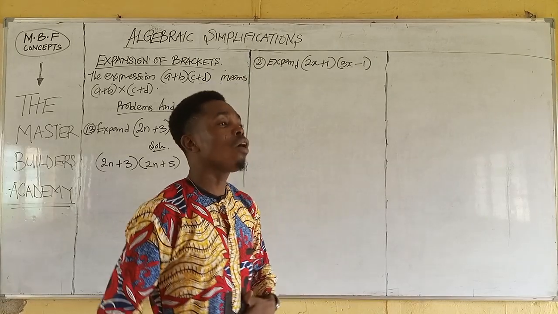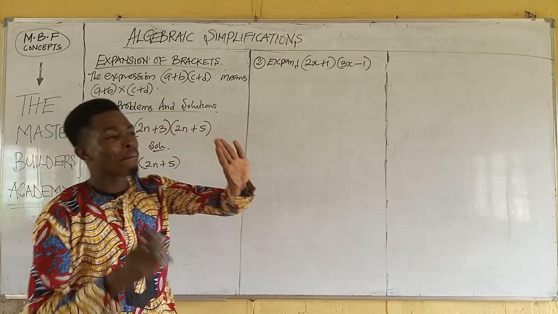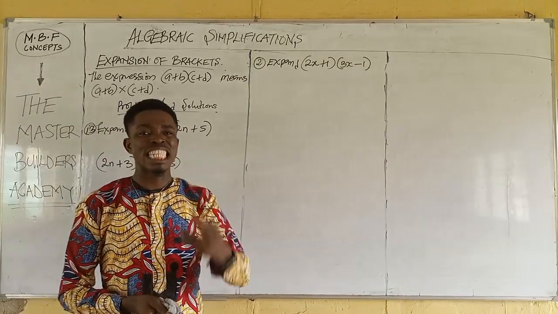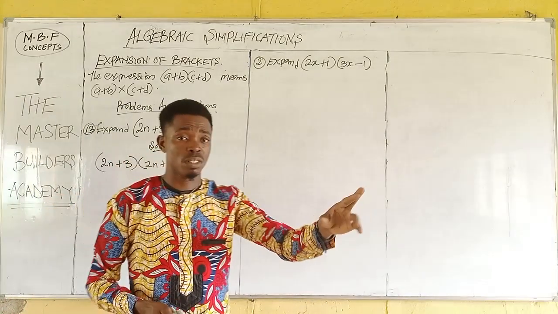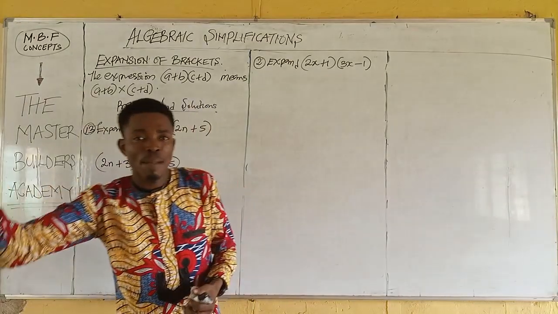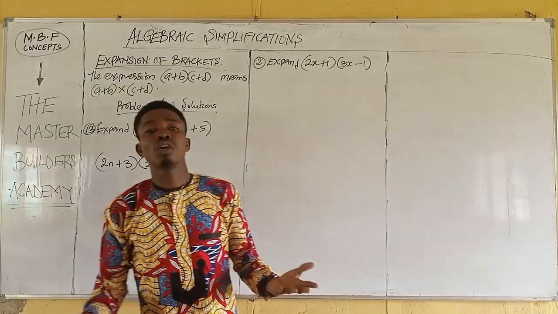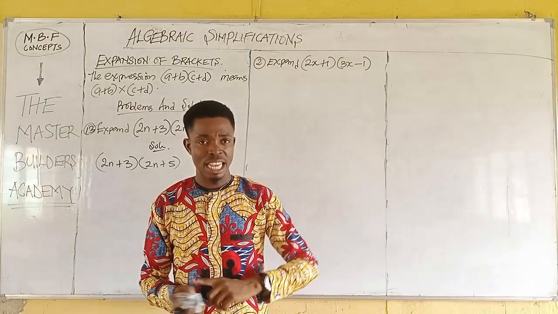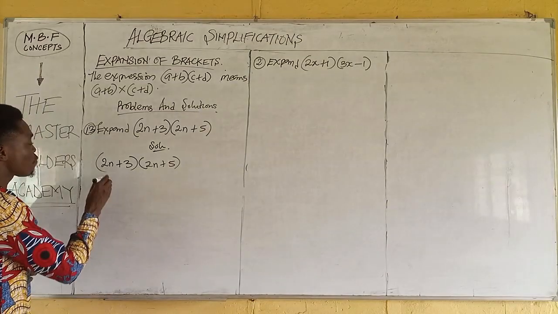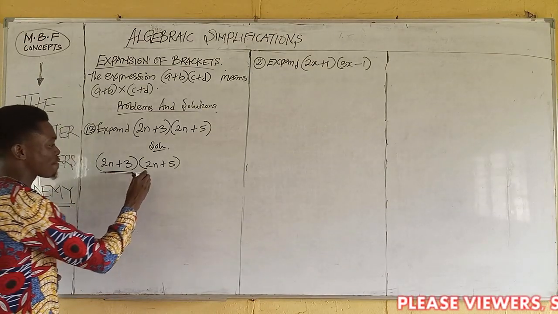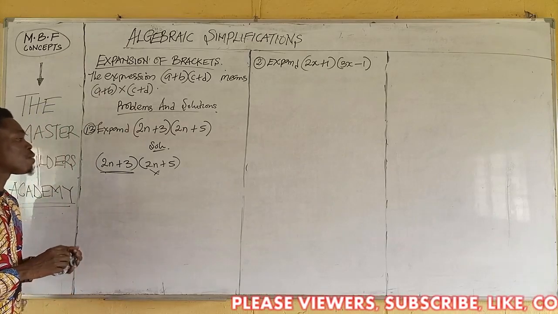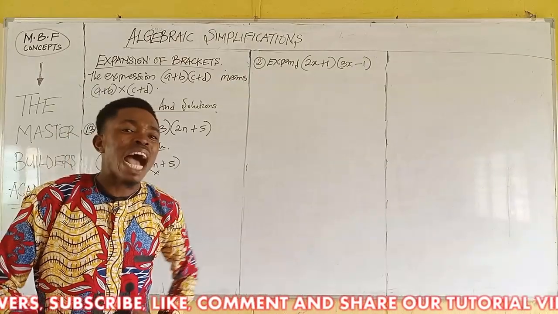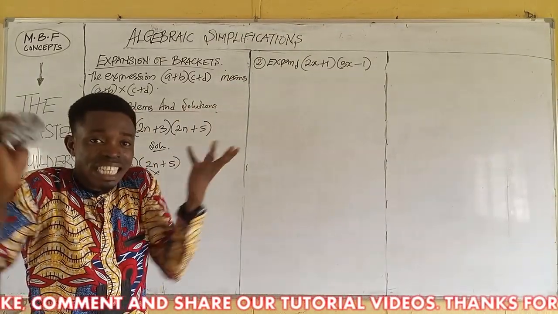Next is, how is this done? There are two major methods that you can use, but I want us to use one, which is the splitting and feasting method, where you feast and split. What you do in this method is to feast one bracket and split another bracket. We can decide to split this bracket and feast this. To split a bracket, we take the terms there one after the other, while for the feast bracket, we take everything inside the bracket.